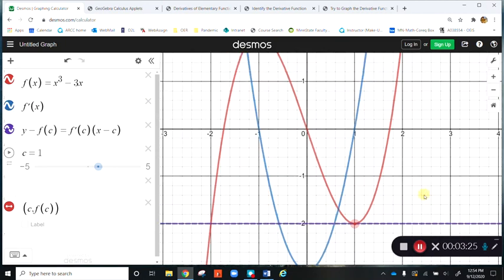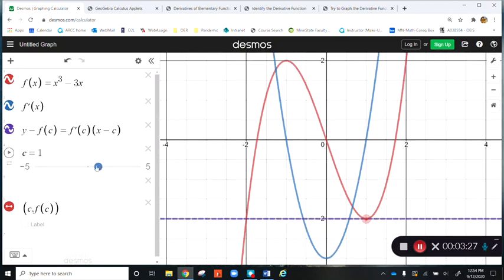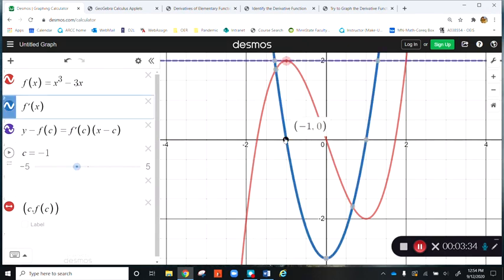So that's going to happen twice. Let's see. It happens as well right over here at -1. And there we have the 0 slope, and then we've got the derivative passing through 0.